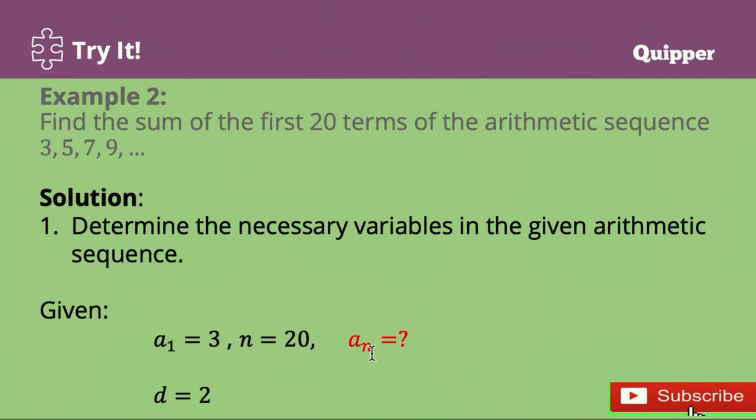Now, a sub n is not given, or a sub n is unknown. So, what should we do if a sub n is unknown? Can we use the formula or not? Of course we can use the formula, but we need to find first a sub n. Now, in finding a sub n, we have this formula. A sub n is equal to a sub 1 plus the quantity of n minus 1 times the common difference. So we need the common difference. From our given example, the common difference here is 2. And you know already how to find the common difference.